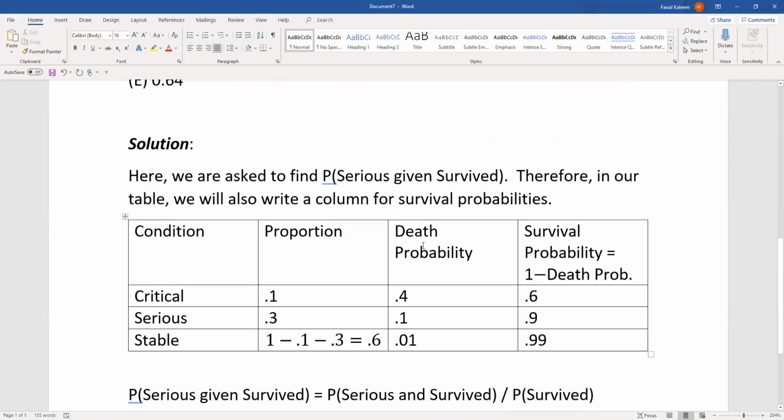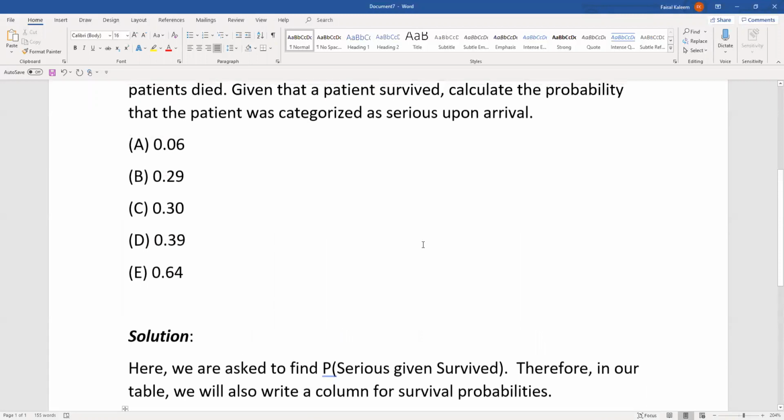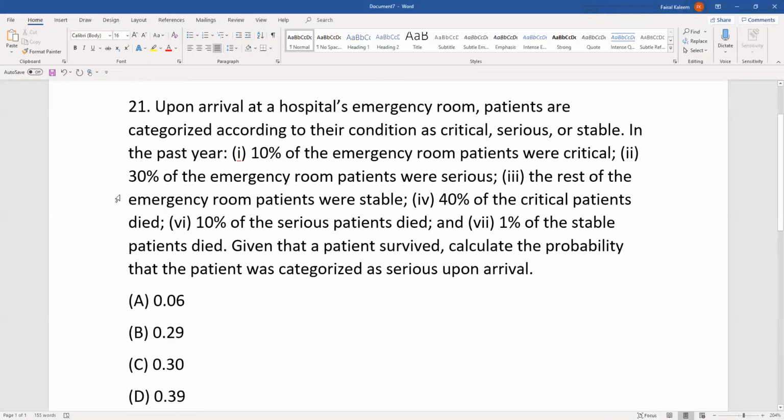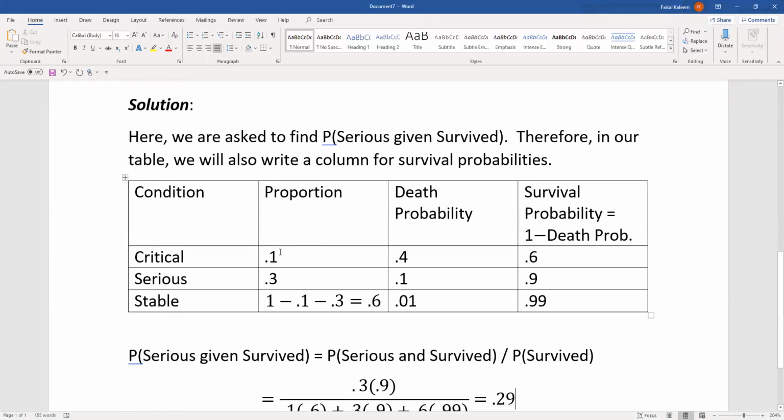So make the table a proportion for 10%, 30%, and the rest. So 10% for critical, 30% serious, and the rest would be 1 minus the two others. So we get 0.6, and then the death probabilities of the three types, based on the percentages given, were 40%, 10%, and 1%, so it'd be 0.4, 0.1, 0.01.